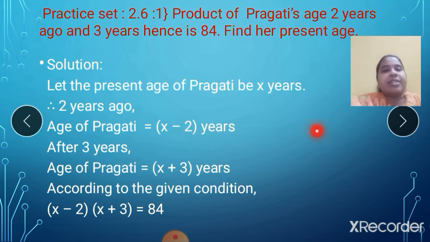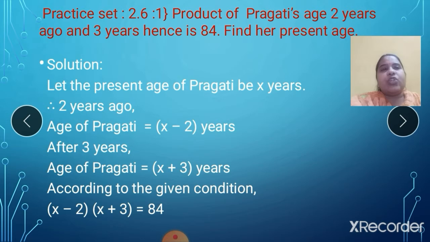3 years hence. What will be her age 3 years hence? It will be x plus 3. Okay? Then product. Product means multiplication. Product of these two is given how much? 84. So according to the given condition, x minus 2 into x plus 3 is equal to 84. This is the way the equation will be framed. You need to simplify it, get it in quadratic form and solve it to get the value of x.